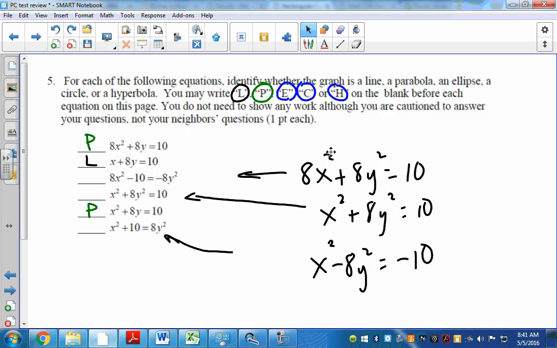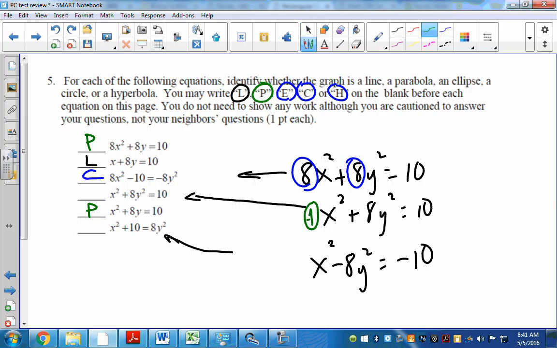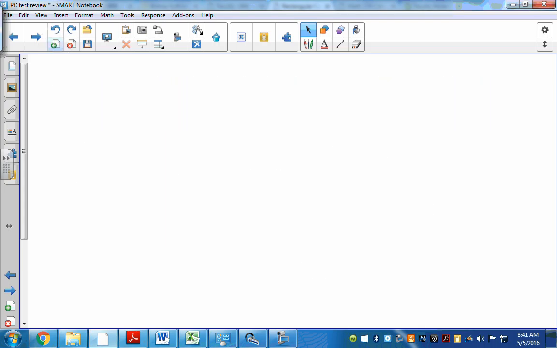Now, again, just by looking at the coefficients, you can identify these. For the first one, the coefficients are positive and equal. That's a circle. For the second one, the coefficients are 1 here, and 8. They're both positive, but they're unequal, so that's the ellipse. And for the last one, the coefficients could be equal, but they're in fact different signs. One's a positive 1, one's a negative 8, so that's our hyperbola. Okay, so pretty quick and easy. You don't have to graph any of these. You just look at the equation, and you can tell what they are. Okay, let's go number 6.